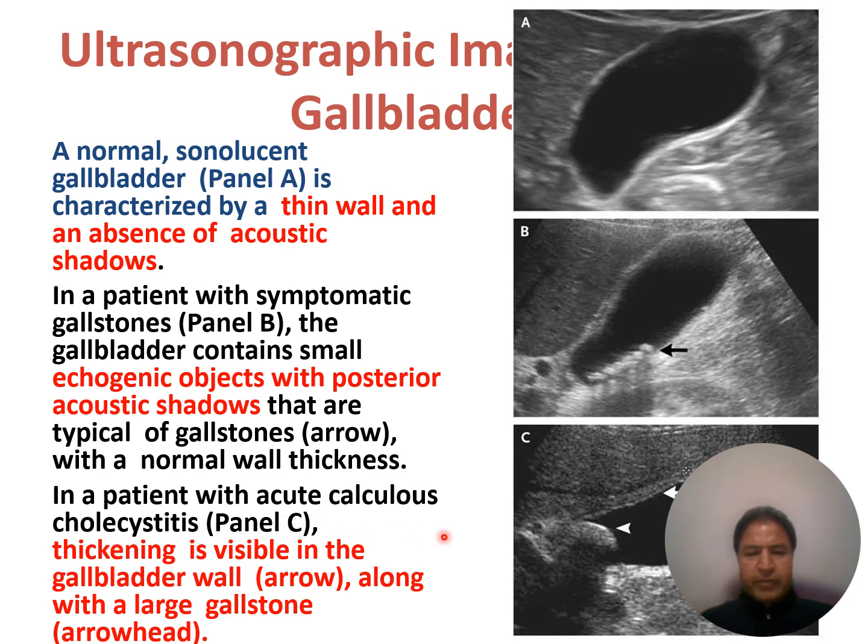In a patient with acute calculous cholecystitis, this is C, thickening is visible in the gallbladder wall along with a large gallstone. This is the gallstone. This is the shadow of the gallstone.